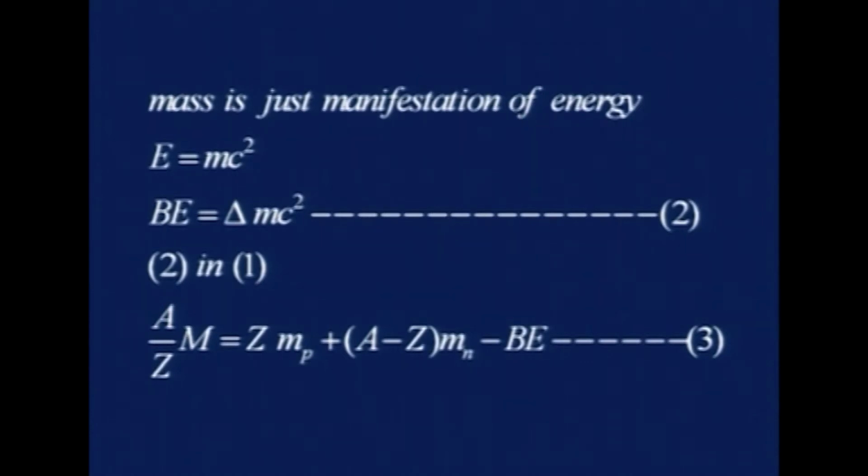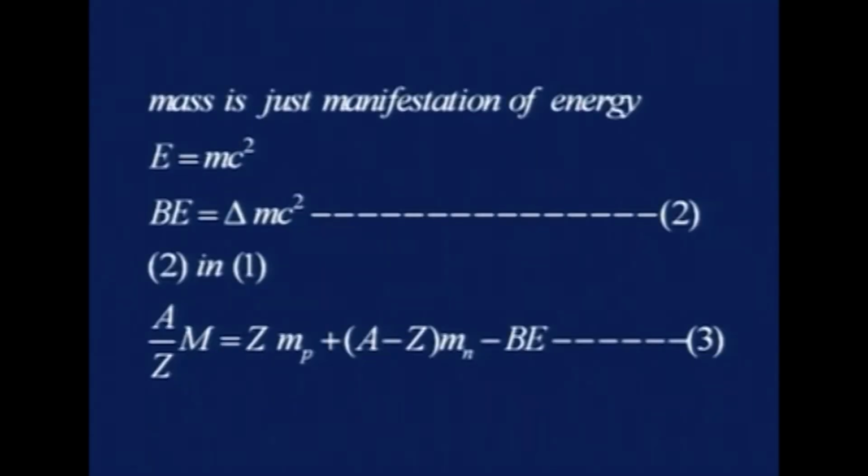Therefore, we can say that the binding energy Be equals delta M c squared. What is that delta M? Delta M is the change in mass, the mass defect. So when there is a small mass defect, it appears as binding energy. So we put equation 2 in 1, and I get equation 3, namely M(A,Z) is equal to Z times Mp plus (A minus Z) Mn minus the binding energy. So the defect part appears as energy.